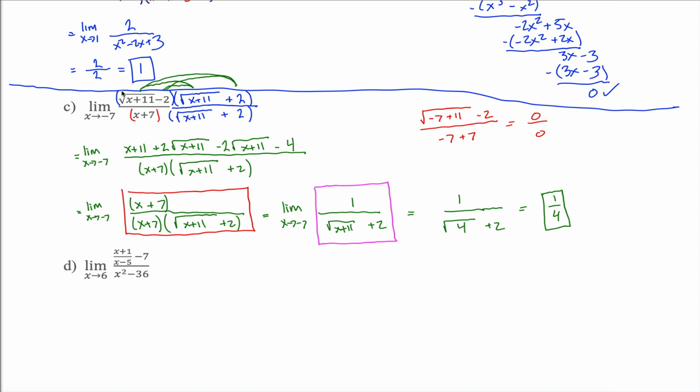This graph is supposed to be identical to this graph with one difference. This graph does not have that removable discontinuity at -7. This graph is continuous at -7, which is what makes it so easy to evaluate this limit. Let's see if the graph confirms that.